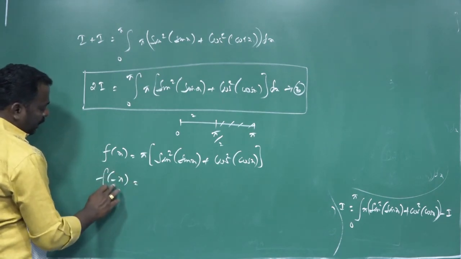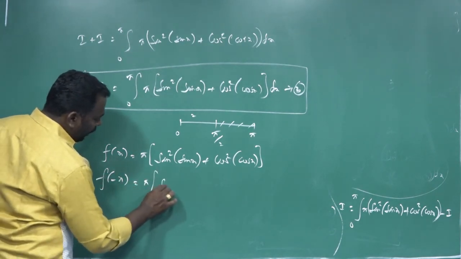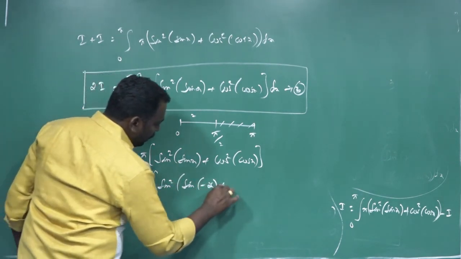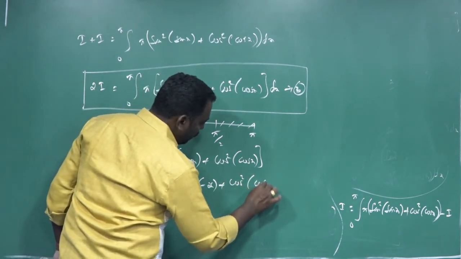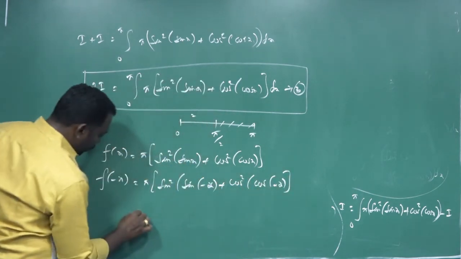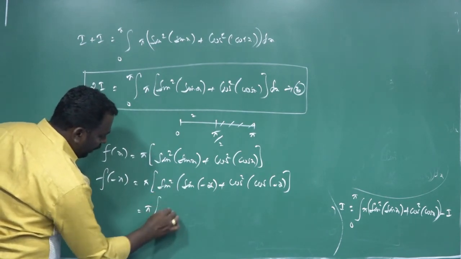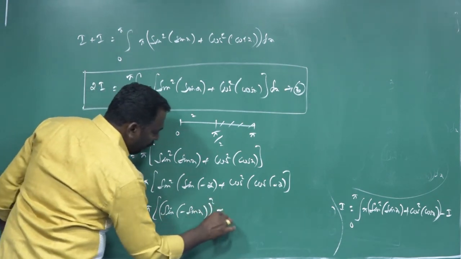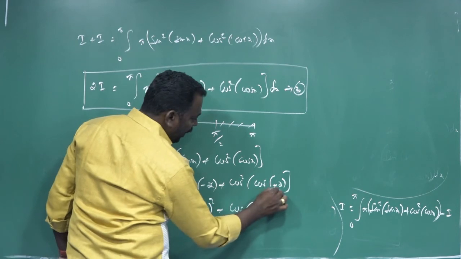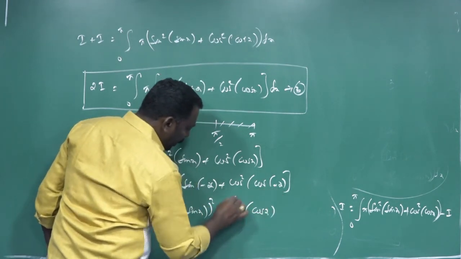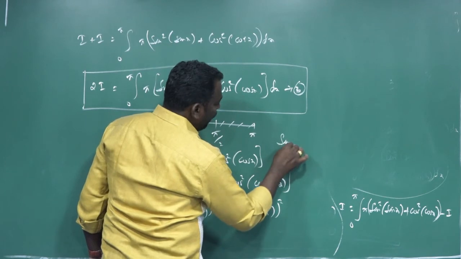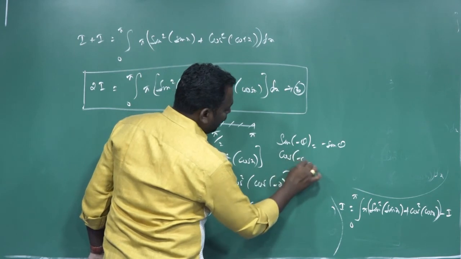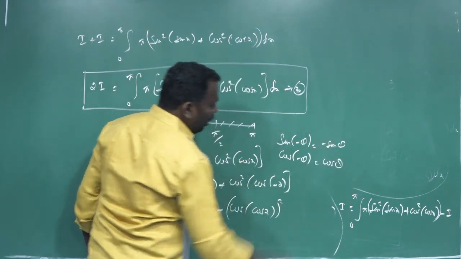Replacing x with minus x, that is pi within the bracket of sin square of sin minus x, plus cos square of cos minus x, which is equal to pi within the bracket of sin of minus sin x, whole square, plus cos of cos minus x, equal to plus cos x, whole square. Because sin minus theta is equal to minus sin theta, and cos minus theta is equal to cos theta. Fourth quadrant argument.